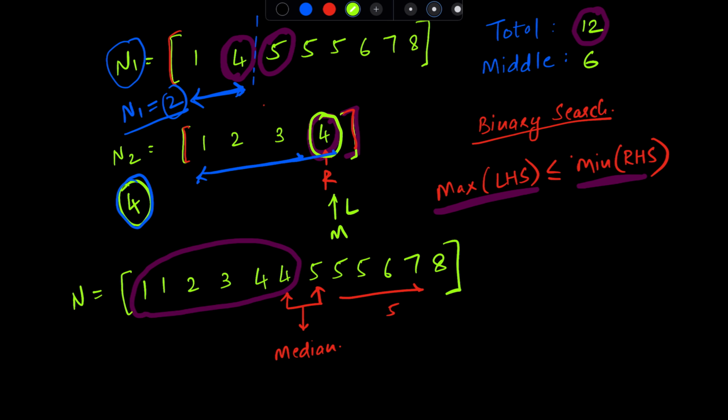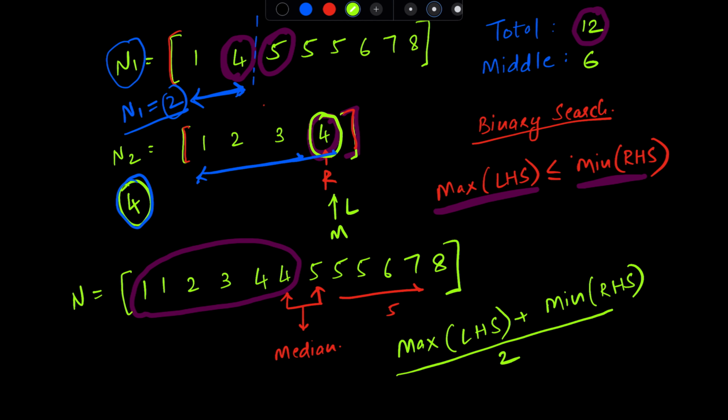Because we have a total of even numbers between the two arrays, we need to calculate the average of the centermost numbers. And to get those two numbers, we'll use this formula, which is max of LHS between N1 and N2 plus min of RHS between N1 and N2 divided by 2.